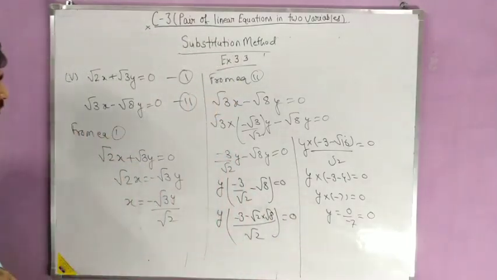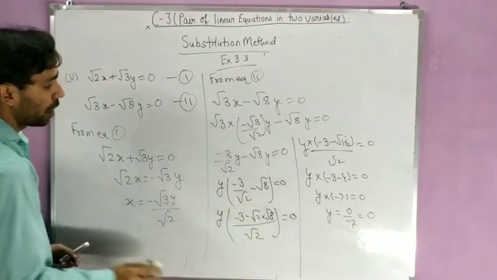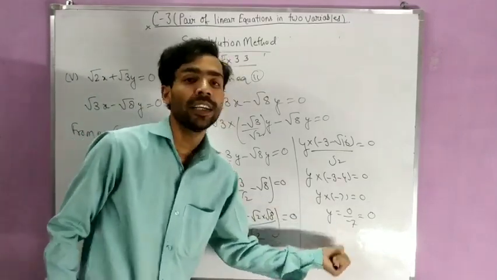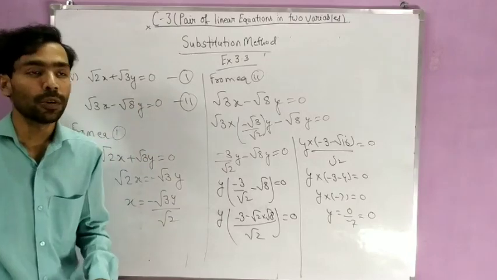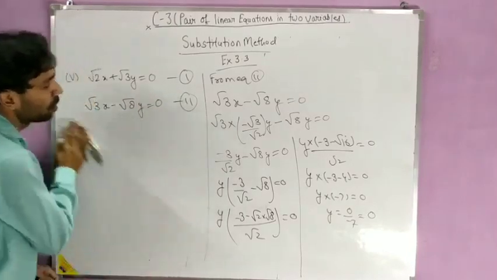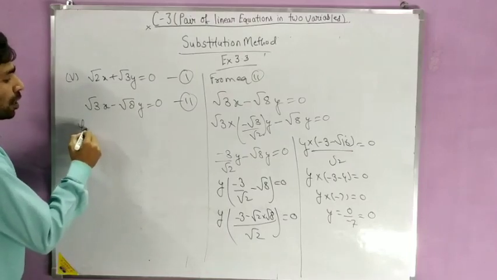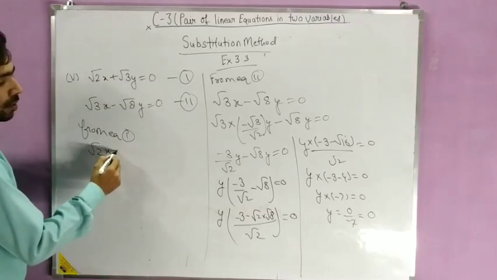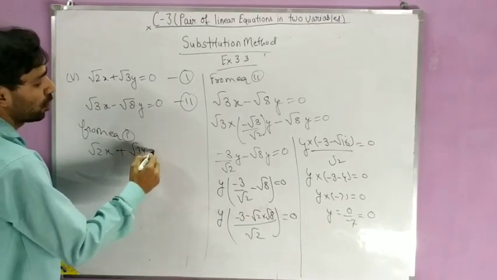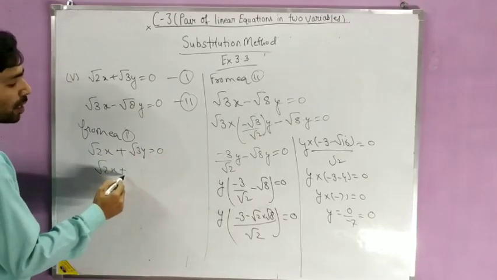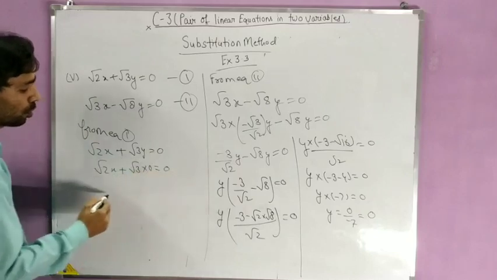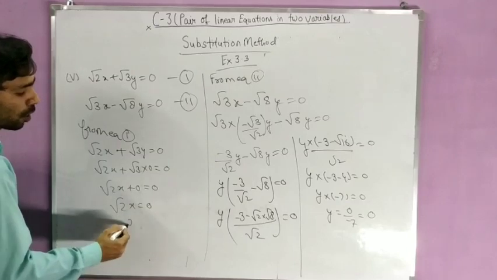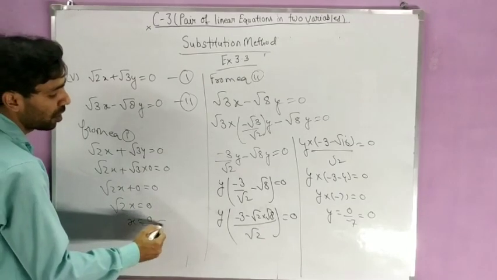Now what we will do, I hope you have noted down. See, you got the value of y now. Now you put the value of y in any of these two equations. Okay, you can put in any of these two equations. So what I am going to do, I am taking equation number 1. I am writing here. So it will be root 2x plus root 3y equal to 0. So root 2x plus root 3 into 0 equal to 0. So root 2x plus 0 equal to 0. Yeah, root 2x equal to 0, or x equal to 0 by root 2, which will become 0.